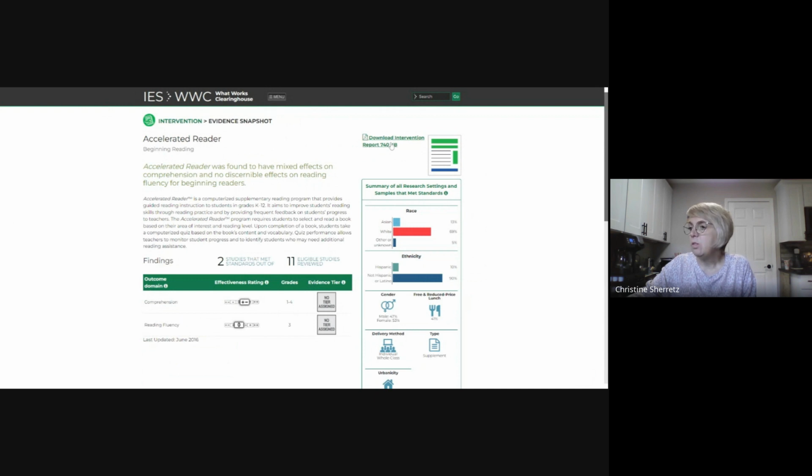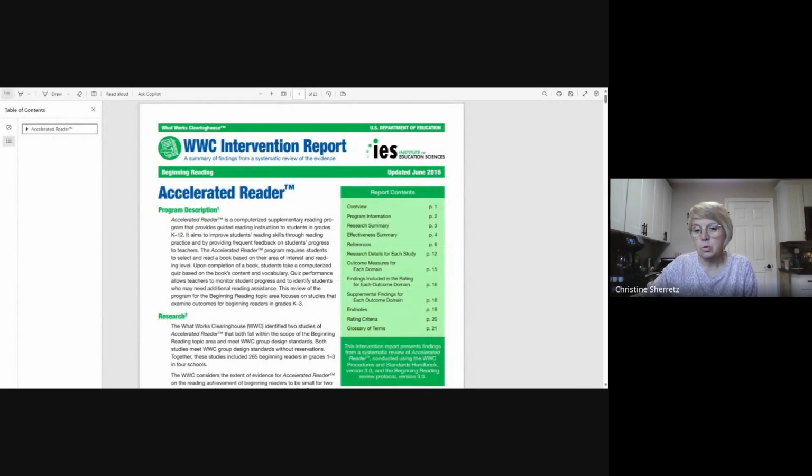So I'm going to download that intervention, and I can see that there were 2 studies that met the standard. So there are specific standards of eligibility for what works. So there were 11 studies that were reviewed, but only 2 met those eligibility requirements that said that they were eligible to be considered valid and reliable. And so we can see that the comprehension and fluency. So we wanted to see, does accelerated reader help with those 2, comprehension and fluency?